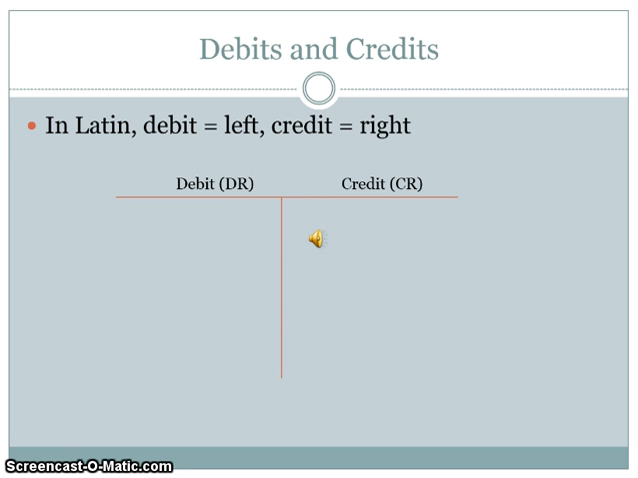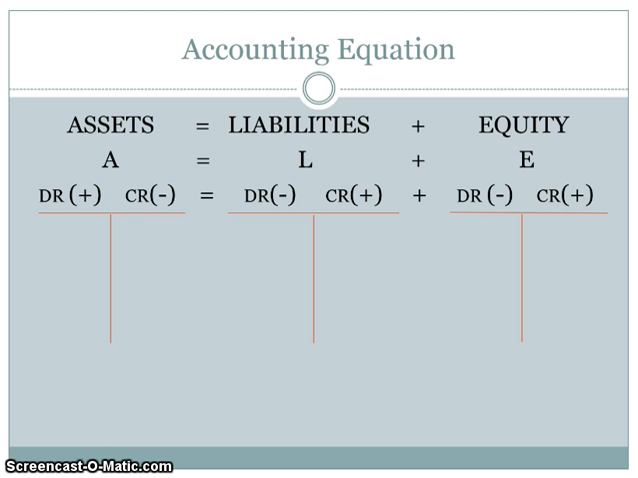Debit and credit is literally speaking in a foreign language. Debit means left in Latin, and credit means right in Latin. It does not change. Debit is always left, credit is always right. So when we place them over our T account, or our T for every account, we will see that debits are on the left and credits are on the right.